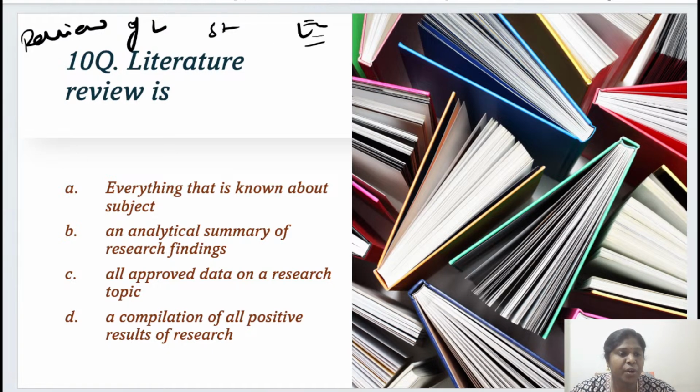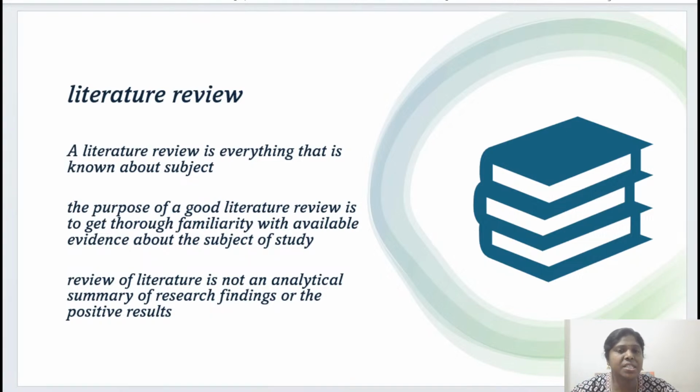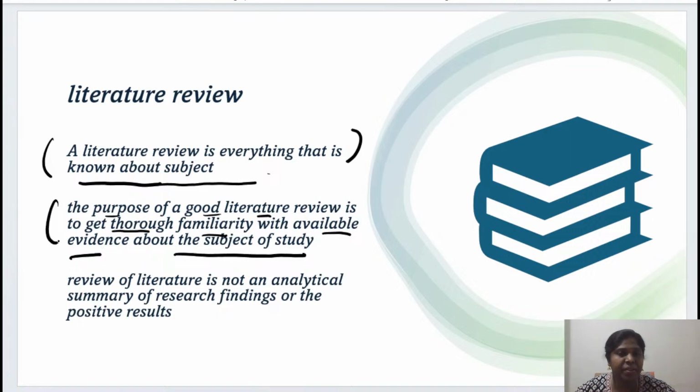So, this review of literature is everything that is known about the subject. The review of literature means everything known about the subject, and the main purpose of a good literature review is to get thorough familiarity with the available evidence about the subject of the study.